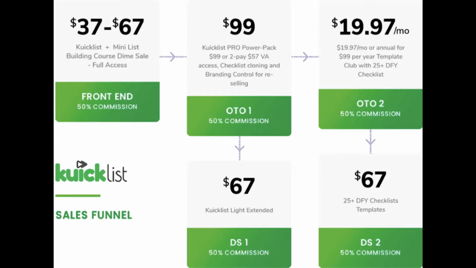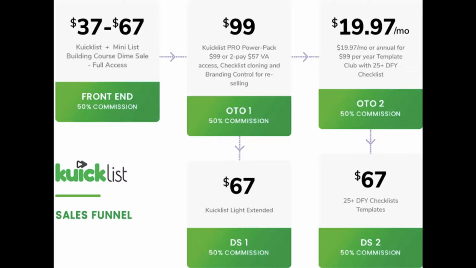Now we're looking at the Kuicklist OTOs, the upgrades. The front-end product costs $37 for the Kuicklists, and then the mini list, if you want that included, you will pay $67. Then there's one upgrade for $99, the Kuicklist Pro Power Pack. And if you don't want the whole complete pack with the access, with the checklist, with cloning and the branding all in, then you can downgrade and just get the Kuicklist Lite extended for $67.